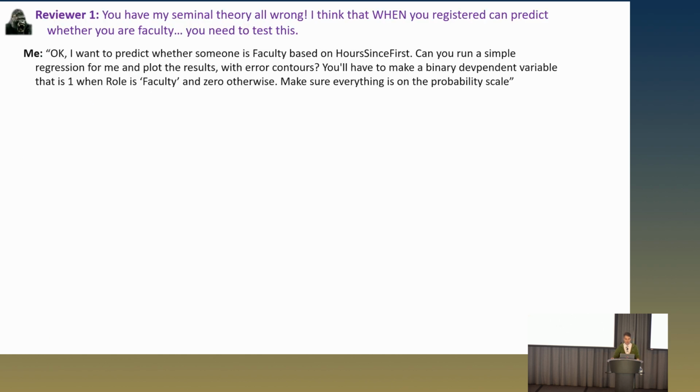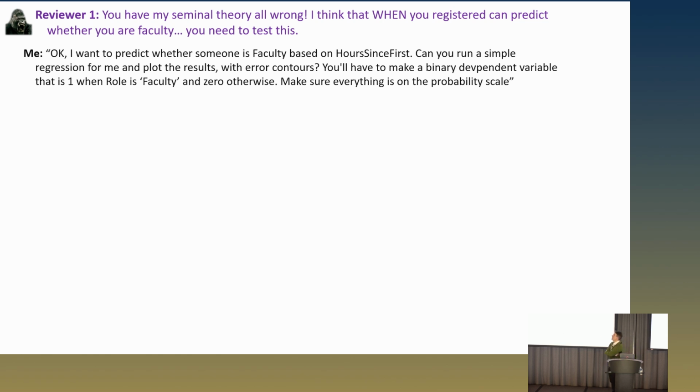So reviewer 1 says, you have my seminal theory all wrong. I think that when you're registered can predict whether you're faculty. This person thinks that maybe faculty register for this seminar earlier than other people. How can you test this? Oops, well, whether you're faculty is not on a nice smooth scale. It's a yes or a no. So I can't use the kind of regression that we ordinarily know about. I need to use something else. And you might go, I don't know how to deal with that. Can I use all this fancy stuff with it?